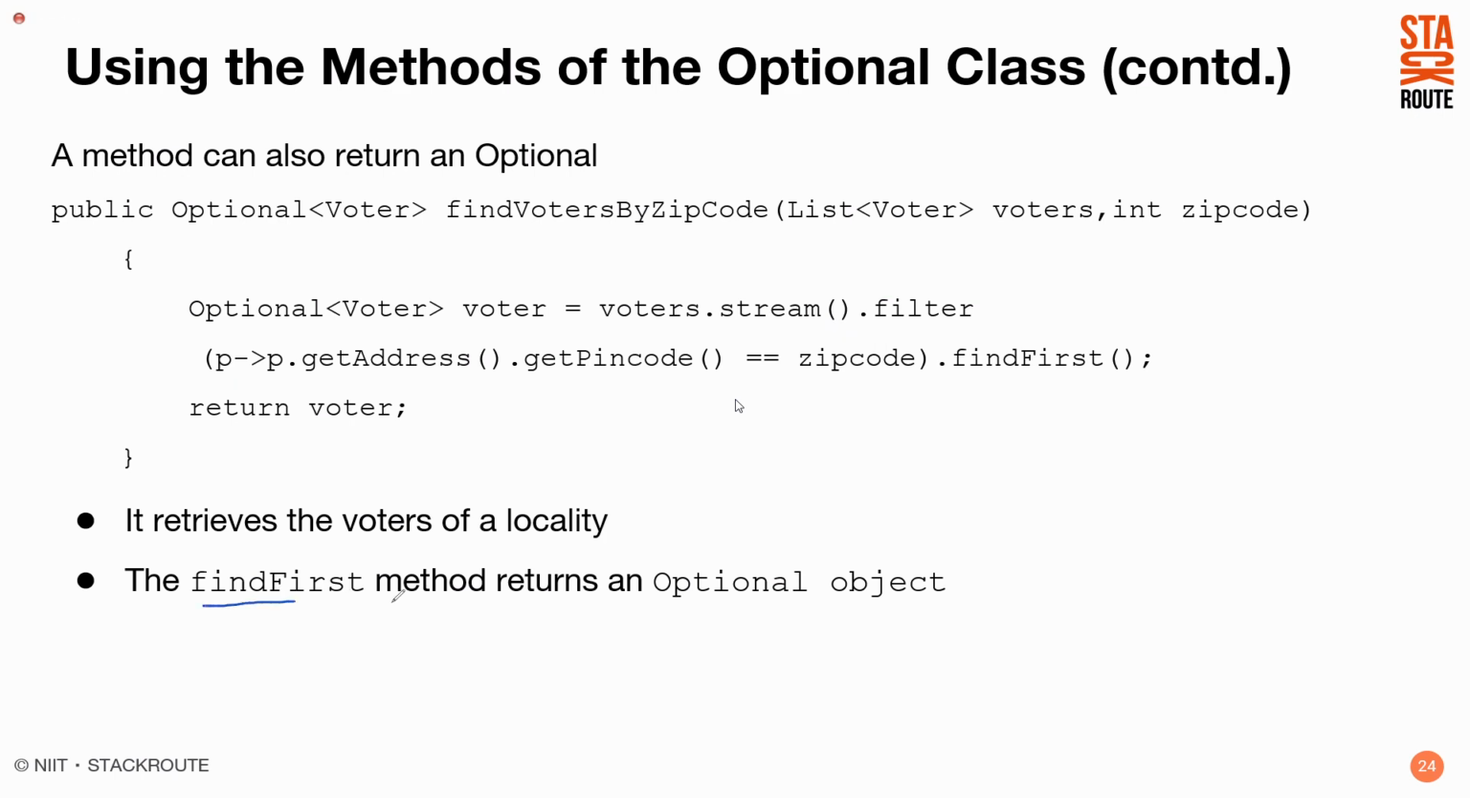Find first is a method which will return an optional object. So from my collection, if I want to return back, see what is there on the left hand side. My left hand side is an optional object. Right hand side is my filter method. Can I assign the filter method directly to my optional object? No, it is not possible. In order to convert my right hand side to the left hand side object, we will use a method called find first.